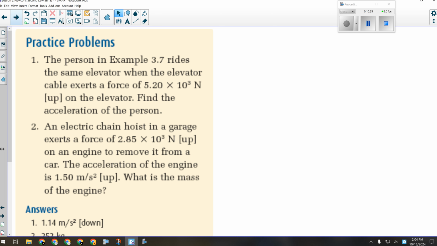All right, same elevator. So the mass is still 600 kilograms, and you also then know the force of gravity because you already calculated it, 5,886 newtons. I want you to calculate the acceleration of the person in that situation.